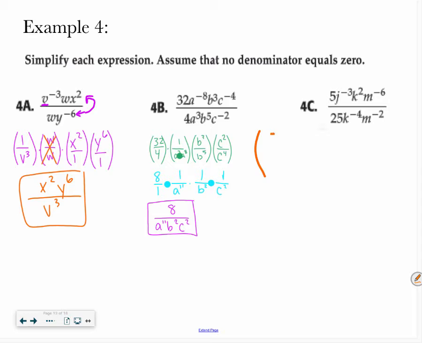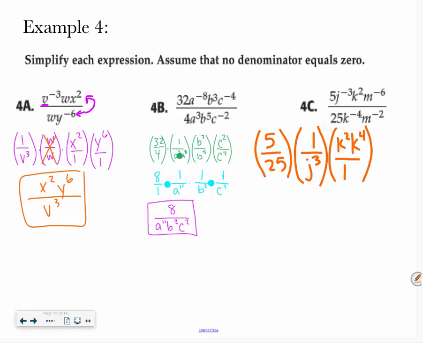So again, I'm going to start by writing my whole numbers. I have 5 over 25. For j, I only have j to the negative 3rd, and it's in the numerator. So to make it positive, I'm going to move that to the denominator. I have k to the 2nd and a k to the negative 4th. So I have to move that k to the negative 4th. That's going to move it to the numerator. Then I have m to the negative 6th. That's going to move to the denominator to become positive. And m to the negative 2nd, that has to move to the numerator in order to become positive.